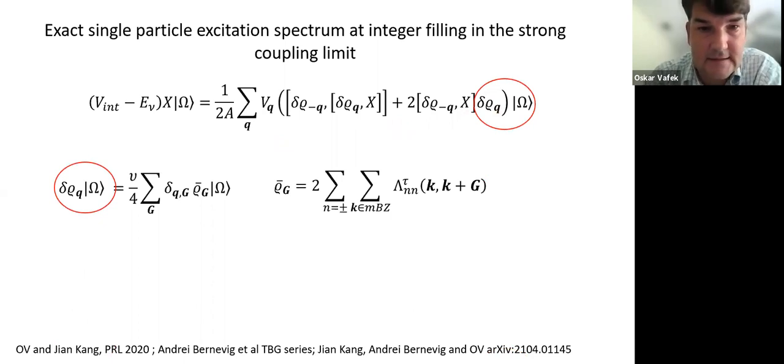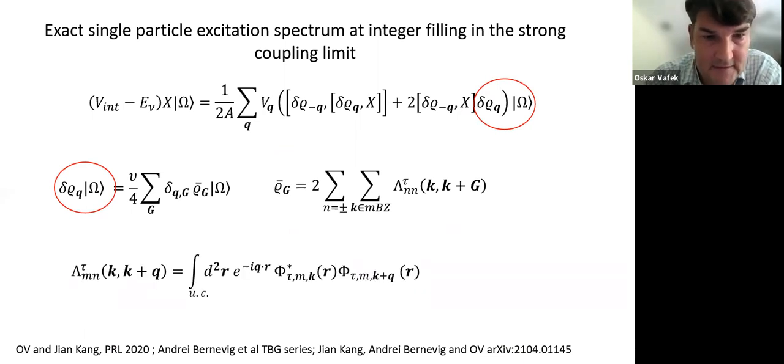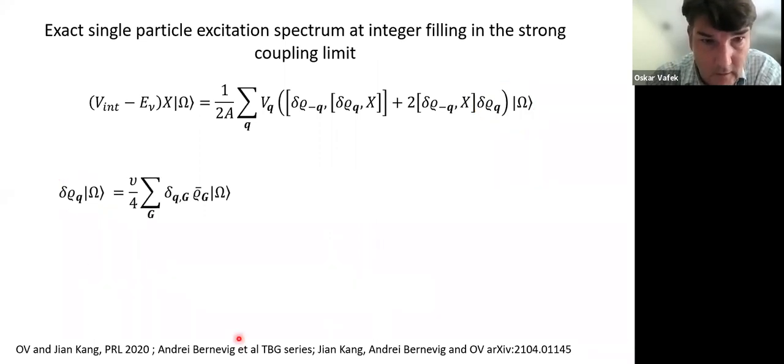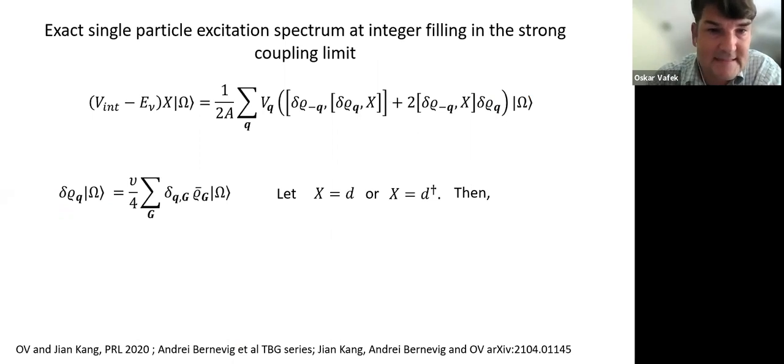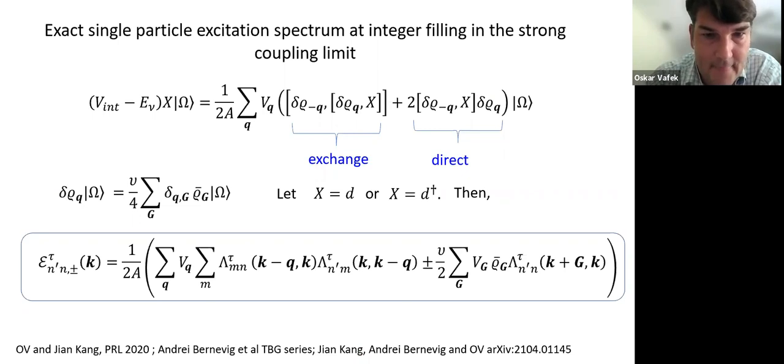So this constant is related to the wave function overlaps. I think this was also discussed before. Okay, so let's set X to be either the annihilation operator or the creation operator. Then the first term we can think of as an exchange, and the second term we can think of as a direct. We find an eigenproblem for this, which is a 2x2 eigenproblem.